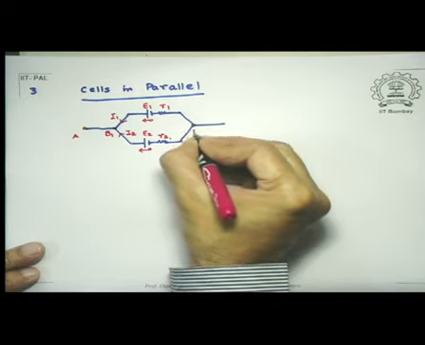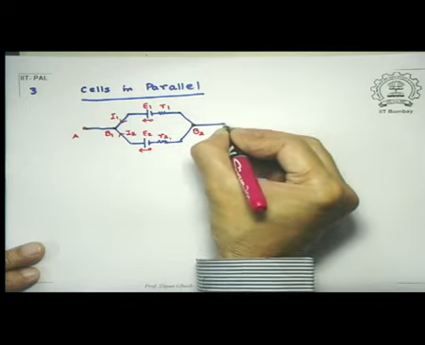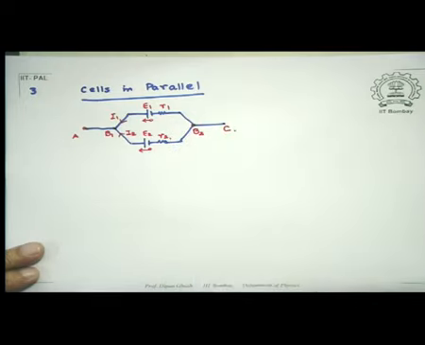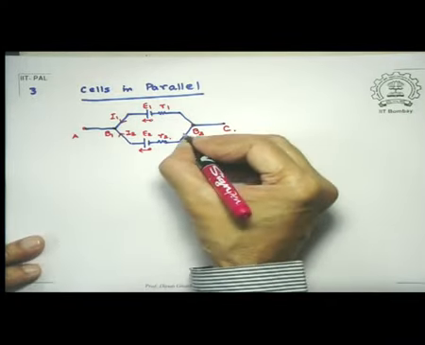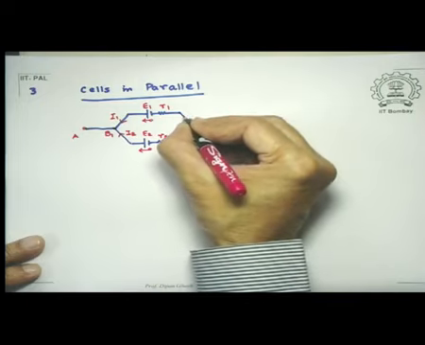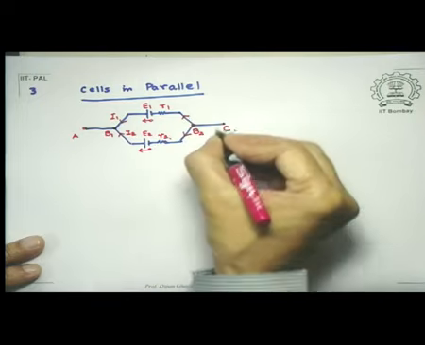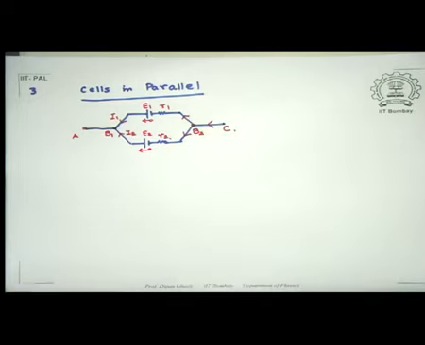Let's call this point B2 and this point is C. And obviously, since this is the negative terminal, current is coming like this and current is coming like this, and of course this is the way it is.